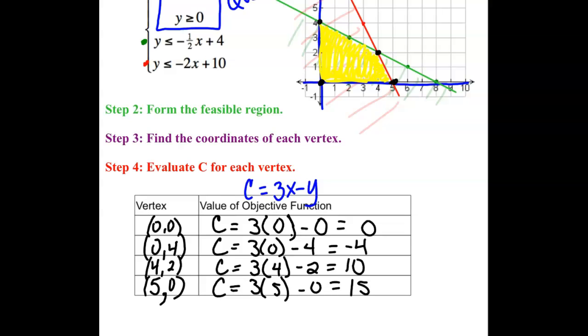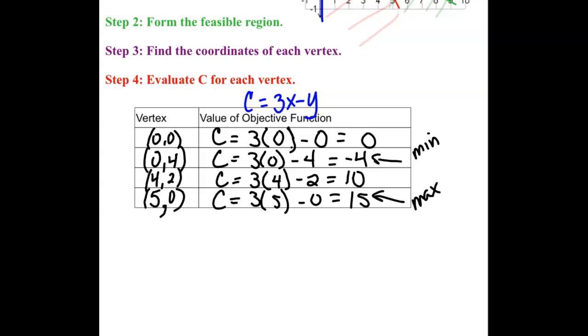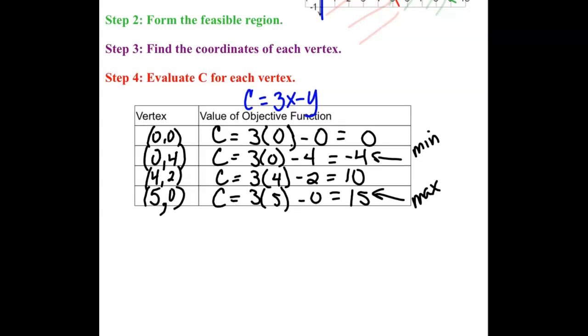All right, so our maximum would be this 15. Our minimum would be this negative 4. So again, we would summarize the answer to our question here and say that we have a minimum of negative 4 at the coordinates 0, 4.